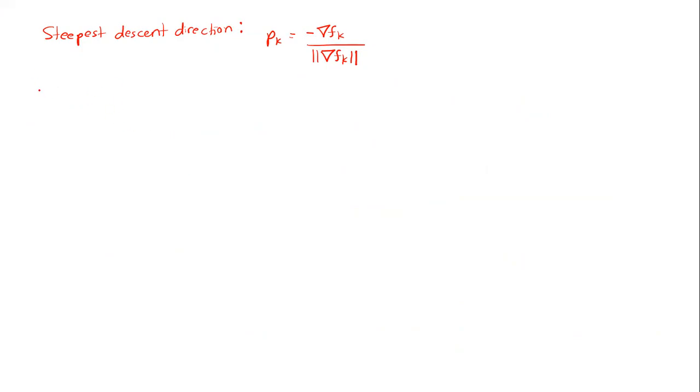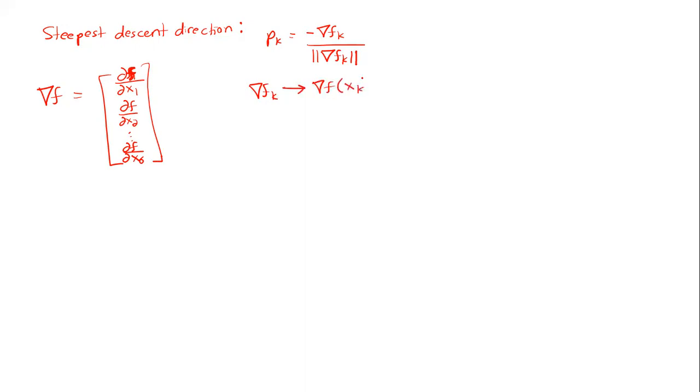And then this is for the case that del f is equal to df over dx1, df over dx2, then you'll do all of them up to df over dx6. And when I write del fk, what this means is del f evaluated at xk. So if I got the derivative with respect to x1 and it's a function of some of the x's, then I would plug in the xk that I have for those x's.